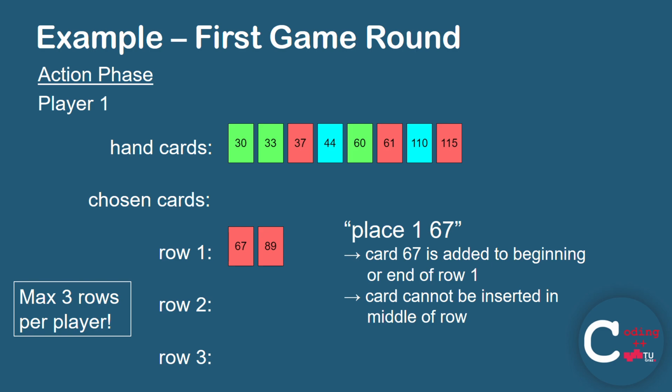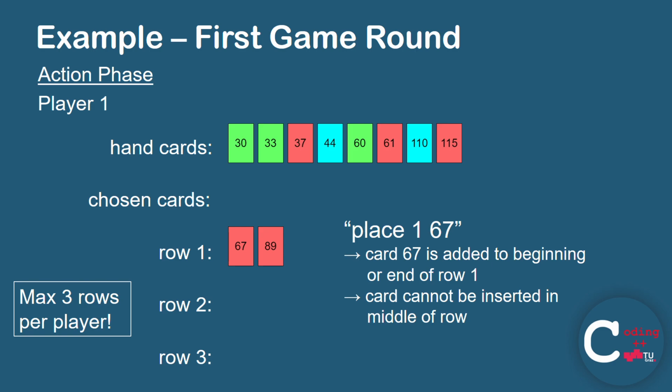If the number of the card is lower than the lowest card in the row, it should be placed at the beginning. If the number of the card is higher than the highest card in the row, it should be placed at the end. The card cannot be inserted in the middle of the row. So you also need to implement error handling for the case that the player tries to add a card to a row where it doesn't fit.